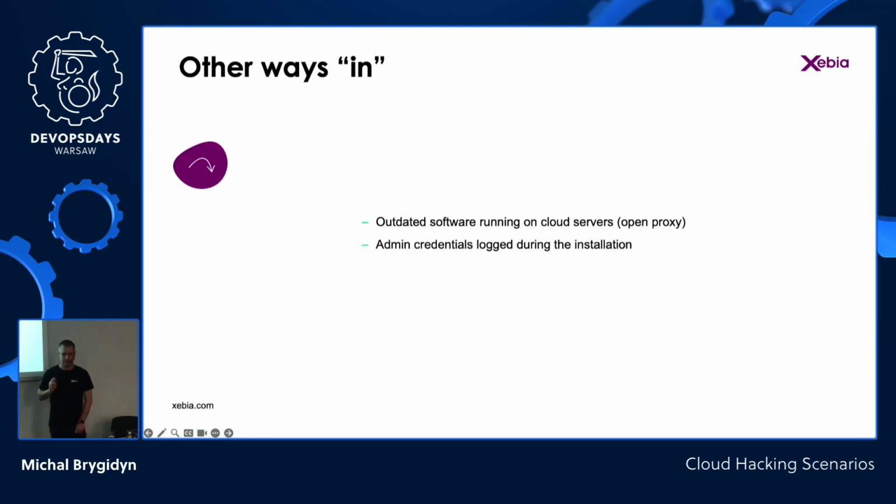Then we have admin credentials logged during the installation. When I was asked to audit an AWS account for someone, I got read-only access, and with read-only access, I was able to see that there is a Jenkins instance running on EC2s, and there are CloudWatch logs. The logs also covered the installation of Jenkins, with the last step being the creation of the admin user for Jenkins. It was all logged in CloudWatch, and I just had read-only. I was able to grab the login and password for Jenkins.